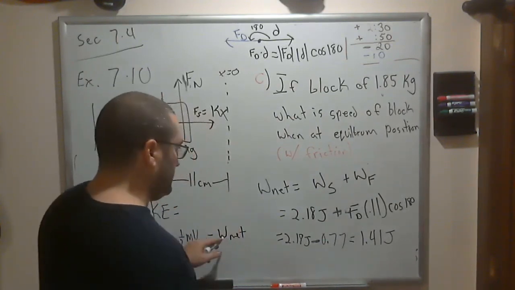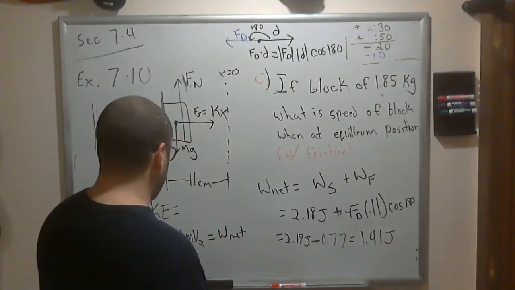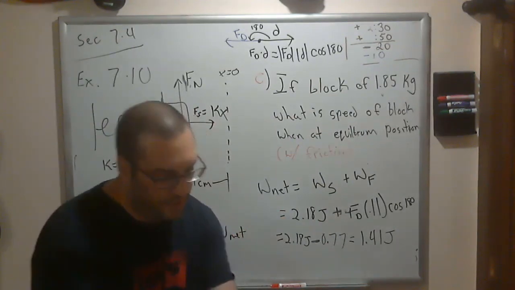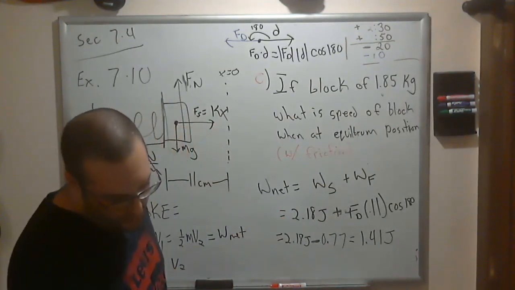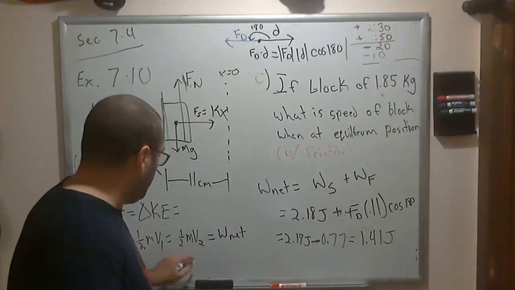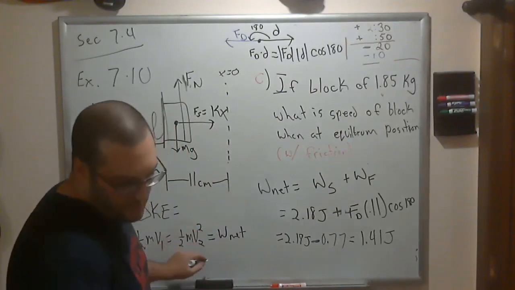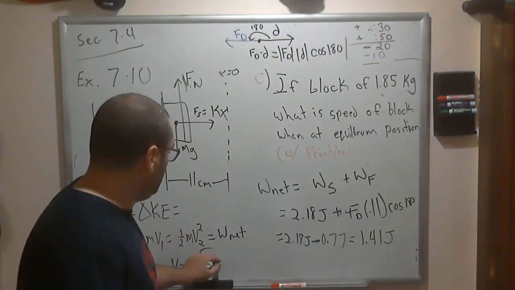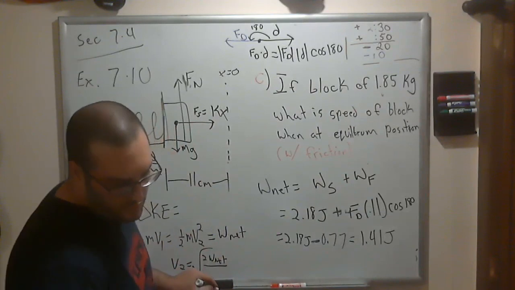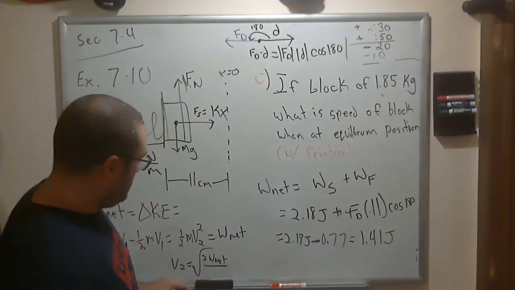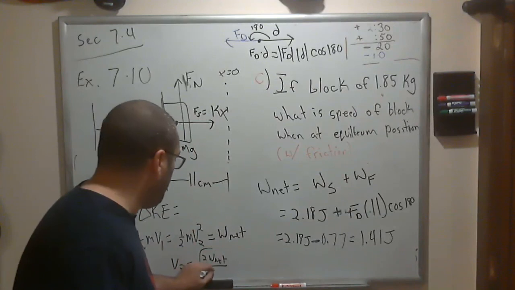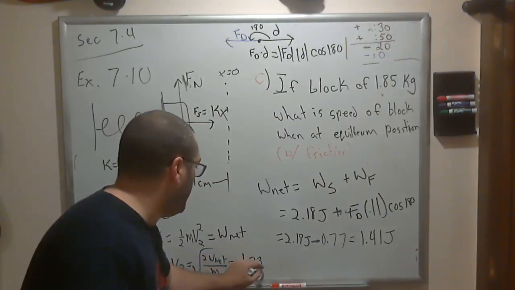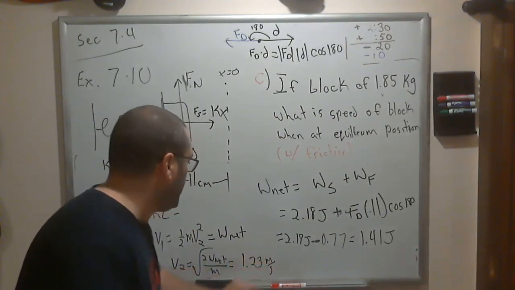So then we'll just use the equation that we had on the board earlier, and we solve for V2, and we'll get F net over M, and this will translate to 1.23 meters per second. Okay.